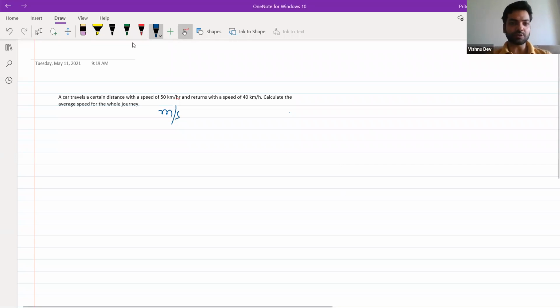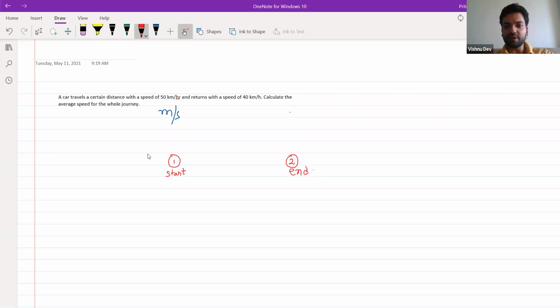Okay, let's go through this question since I have got answers from most of you. So let us say the car is starting at this point, the starting point. I can see you all have got the answers. The car is starting at point one and reaching point two. Definitely it will start and reach some point.